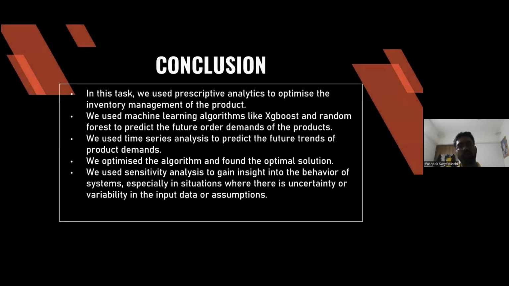So finally, conclusion. In this task, we use prescriptive analytics to optimize the inventory management of a given product. We use machine learning algorithms such as random forest and XGBoost to predict the future trends of the product demands. As the machine learning algorithms could not perform well, we then use time series analysis to predict the future trends. Then we used optimization algorithms, like linear programming. Then finally, we use sensitivity analysis to gain more insights based on the input parameters and predict its outcome based on specific situations. So this was all about the task.